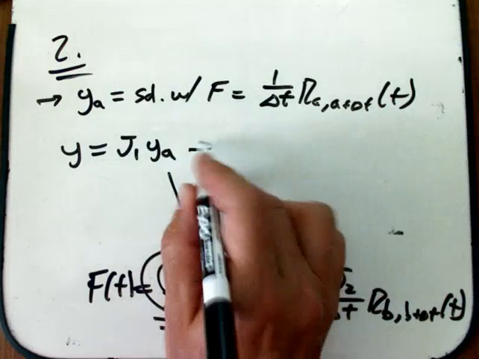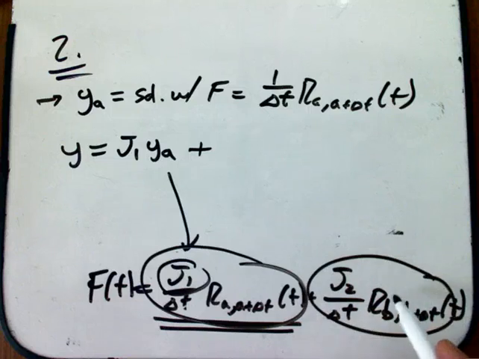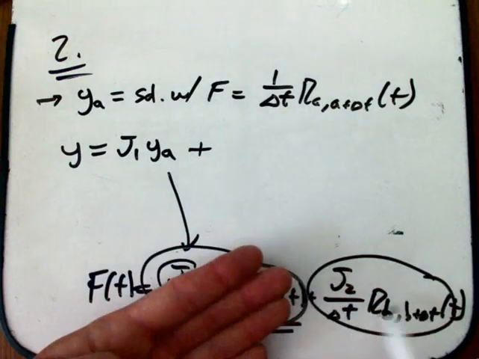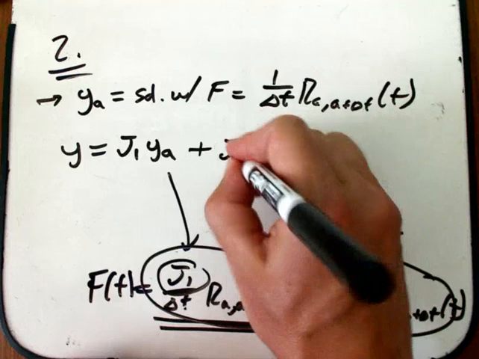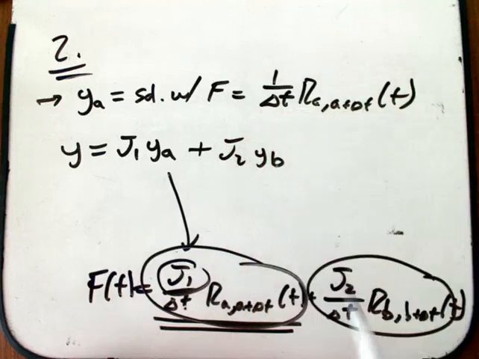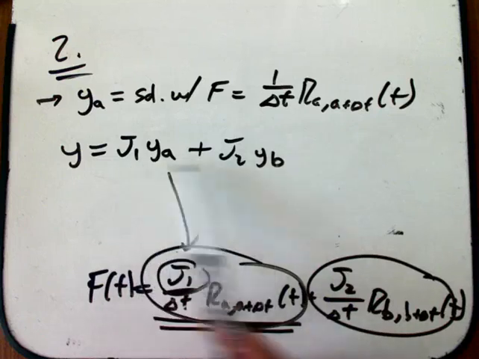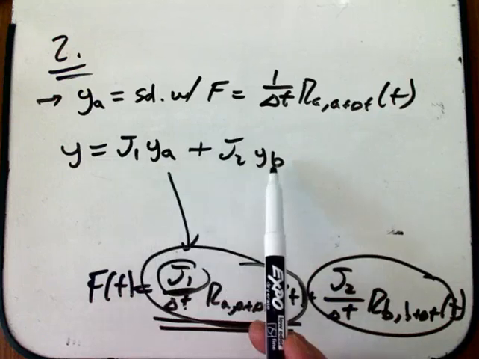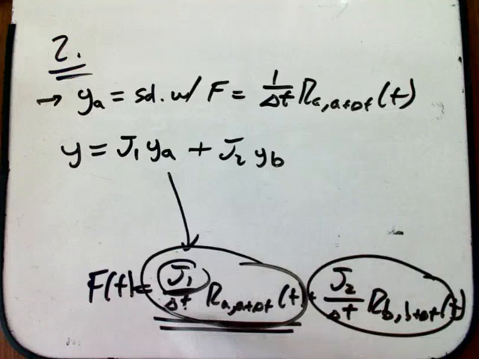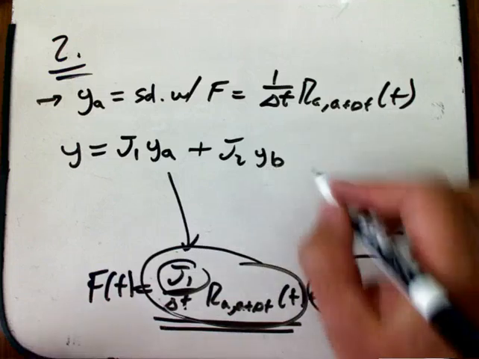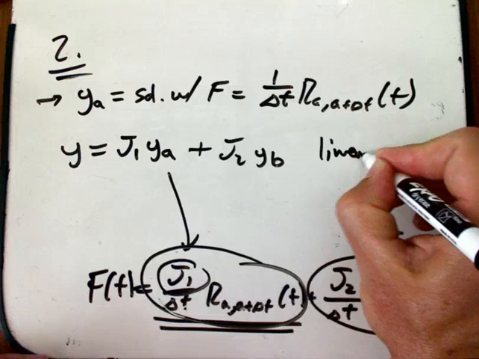But then plus, what about if only this happened? If only this happened, you get a solution, J2 YB. And because of linearity, if you put this combination into m y double prime plus m omega squared y, you're going to get out the sum of this and this. That's pretty awesome.